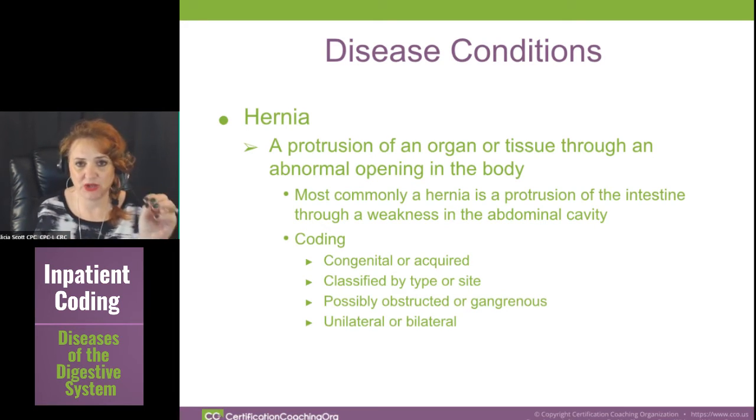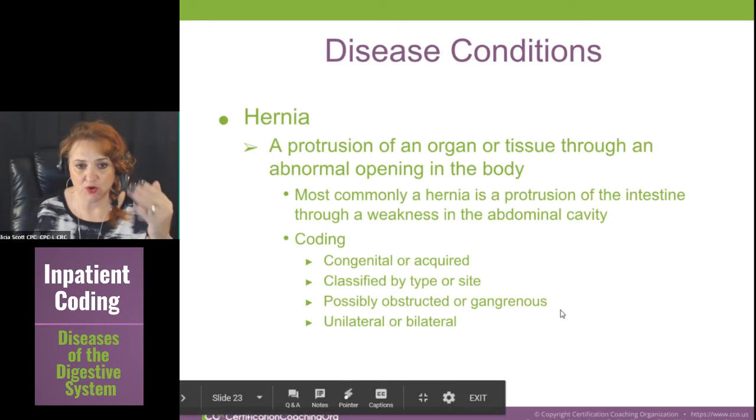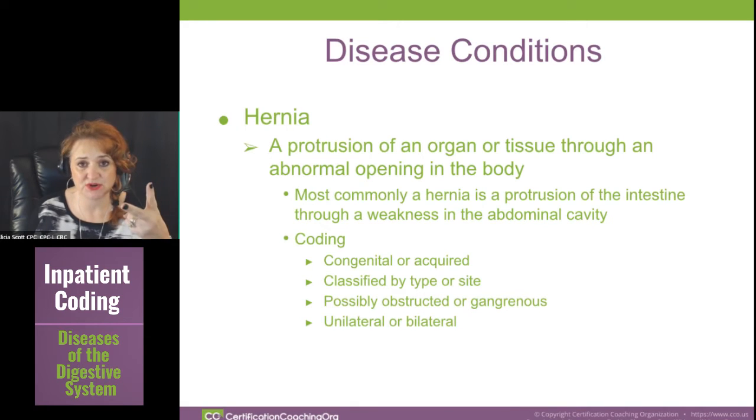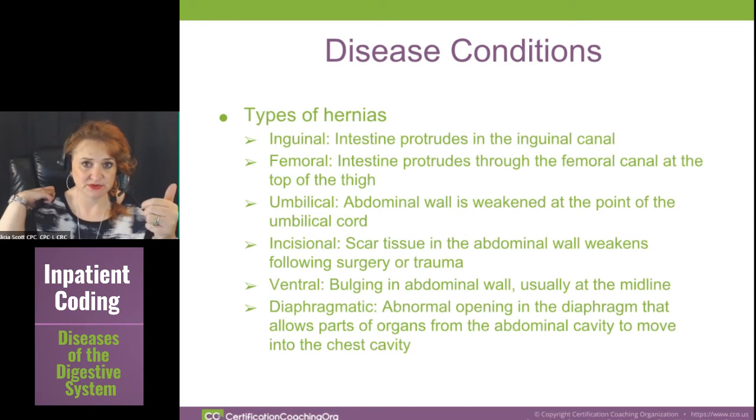So coding a hernia, there's a whole lot of steps that you have to abstract from the documentation. First thing you ask, is it congenital or acquired? Then let you know the type and what site, where is it located? Is it obstructed or is it gangrenous? And then unilateral or bilateral, and then also reducible. You'll see that in there.